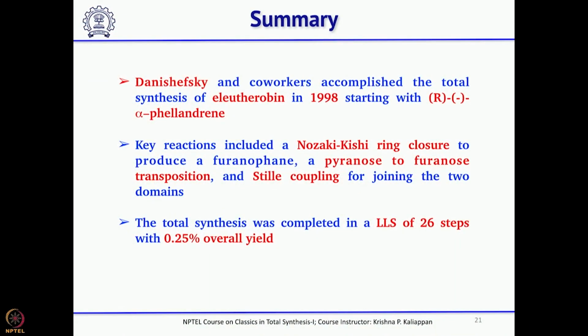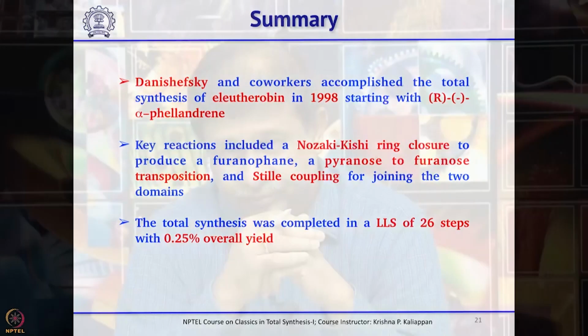Overall, this total synthesis was accomplished in 26 longest linear steps with a yield of 0.25%. Considering the complexity of the natural product, 0.25% overall yield is really a healthy one. So, if you look at the 2 total syntheses which we have discussed on eleutherobin, Nicolaou's total synthesis and Danishefsky's total synthesis, they involved some key reactions, and new chemistry was also developed during these 2 total syntheses. Okay, thank you.